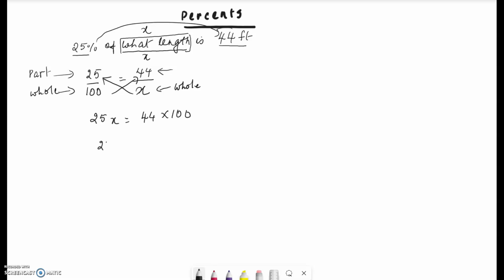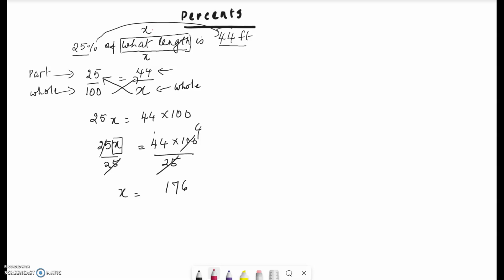Divide both sides by 25 to solve for x. Remember, we're trying to get x by itself. So that's 44 times 100 divided by 25. 25 goes 4 times into 100. And this gives us x equals 4 times 4 is 16, 4 times 4 is 16, 176.